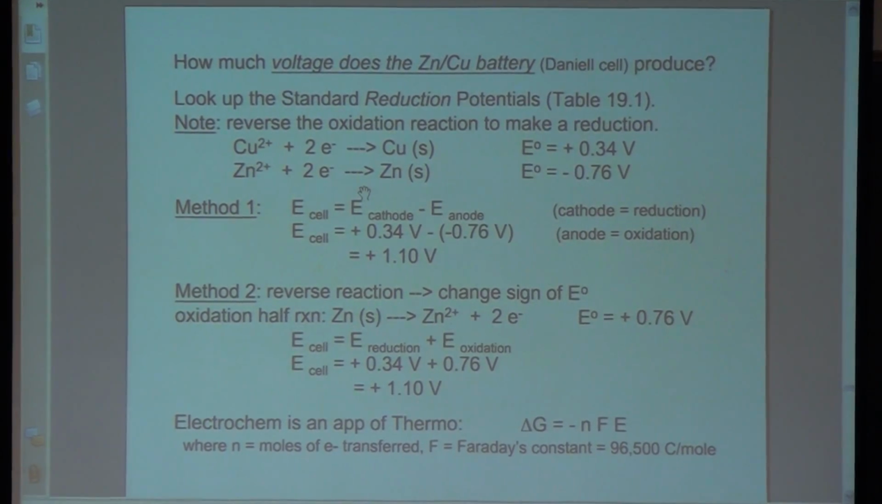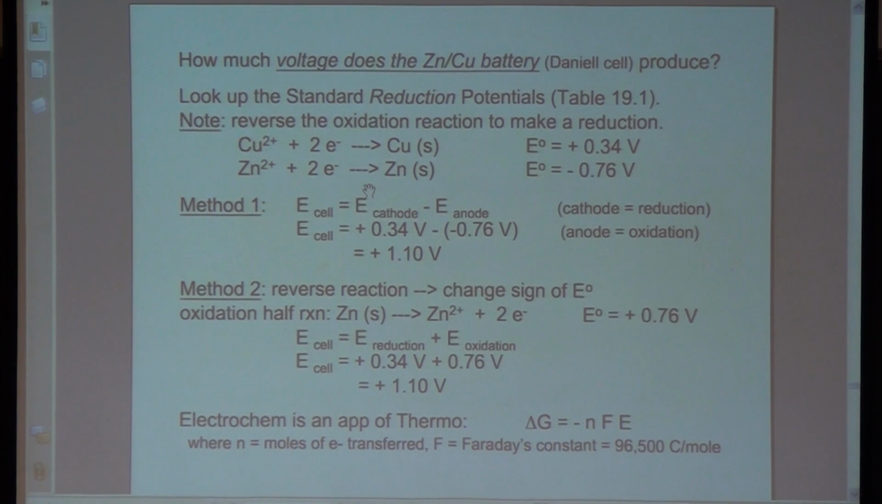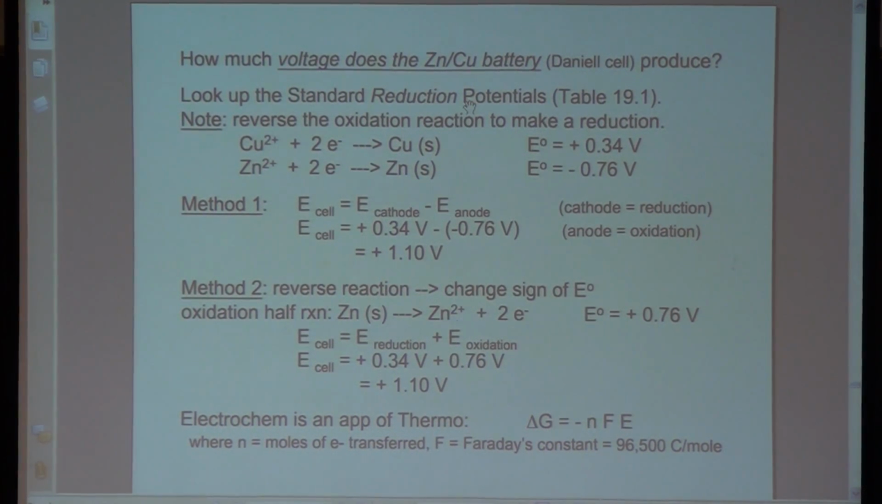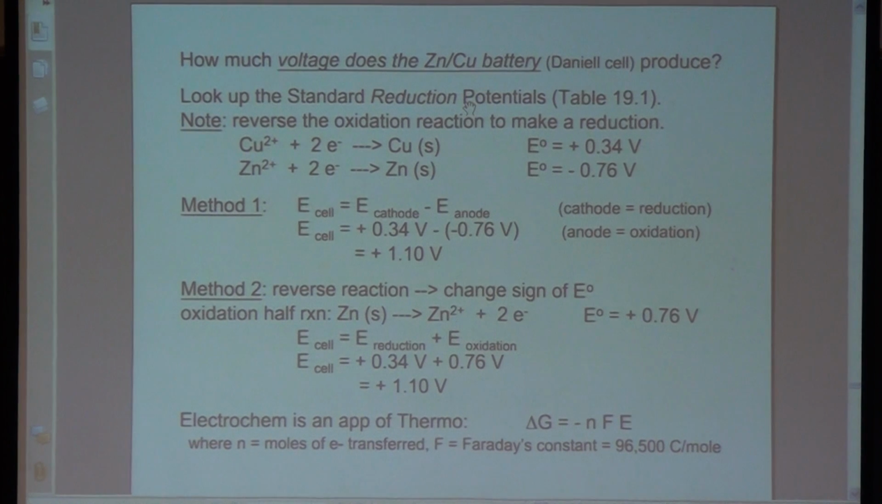Now we also figured out how much voltage the zinc copper battery produces, and the way we can do that is by looking up the standard reduction potentials. I hope I got these numbers right because I was doing this last night without a book. I was hoping that after doing this many times I would remember what the numbers are. So let's see, from table 19.1 from the textbook, that's on page 670.